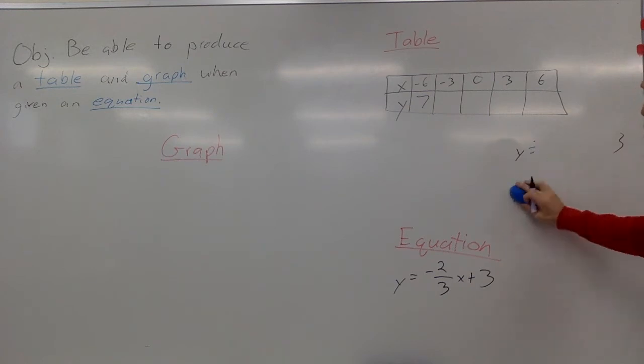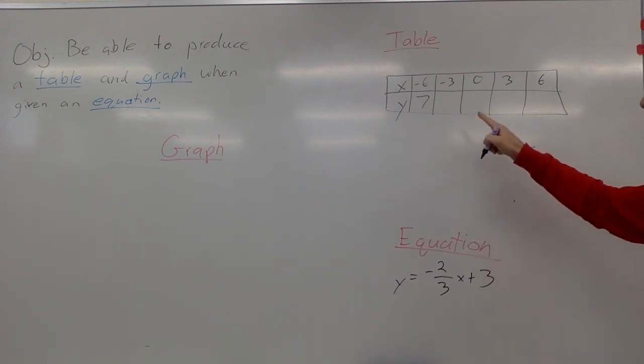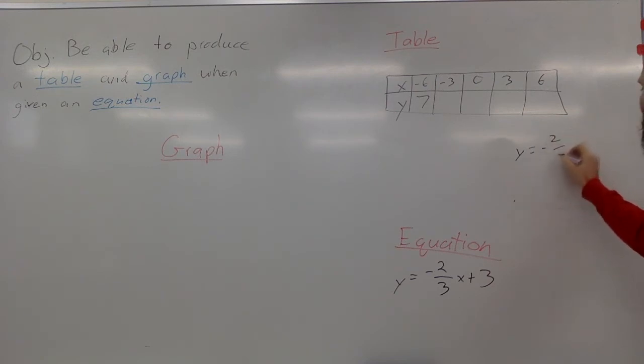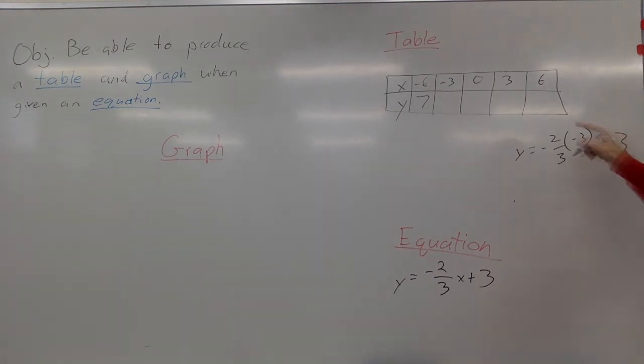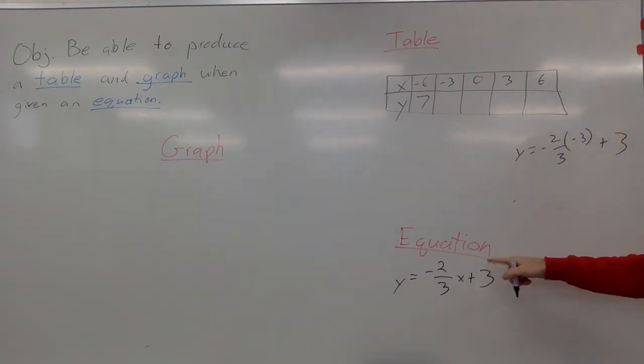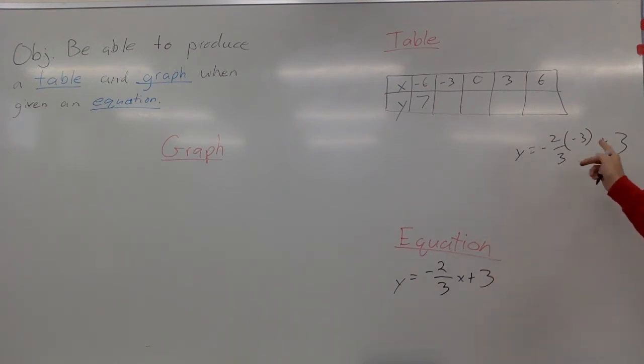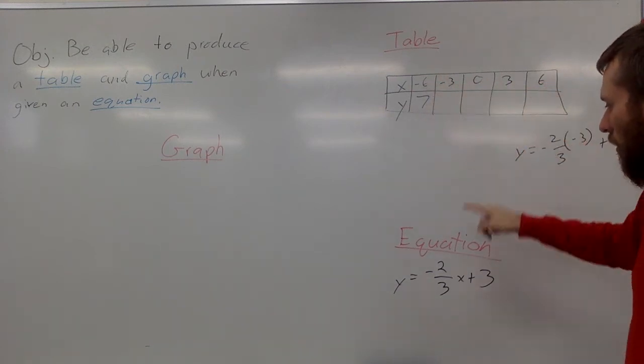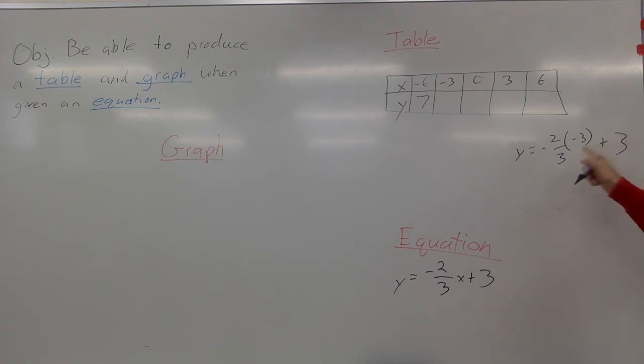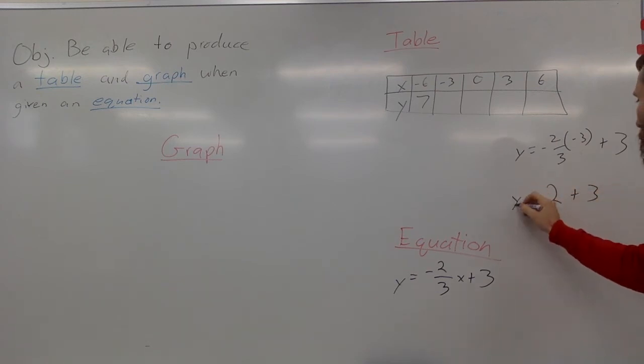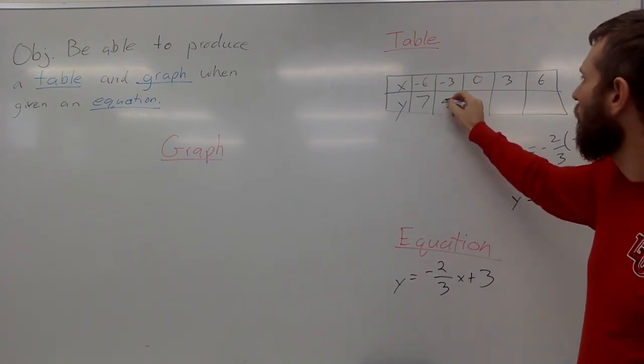Let's do another one. If x is negative 3, well, negative 2 thirds times negative 3 for my x, plus this 3 up here. This 3 could be 4, it could be 5, it just happens to also be 3, but the main thing I'm looking at is this 3 in the denominator. Okay, so negative 3 times negative 2, don't forget this negative, is positive 6. Positive 6 divided by 3 is 2. So I have y equals 2 plus 3, y equals 5.